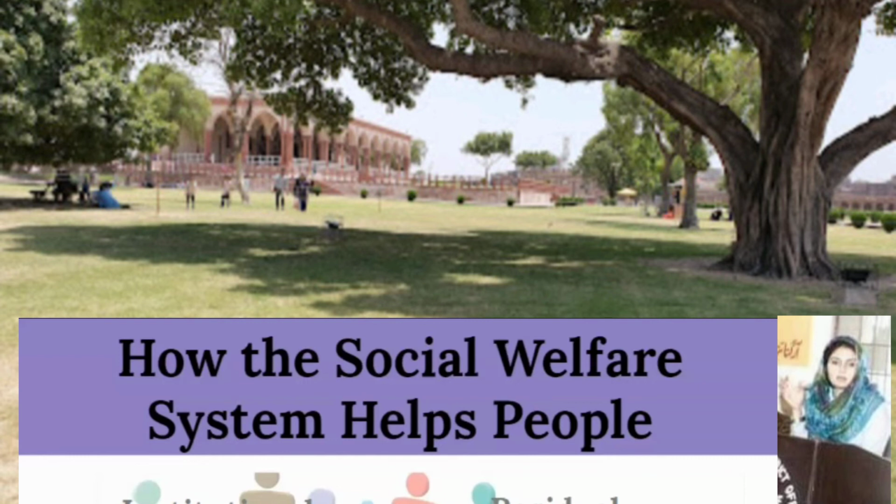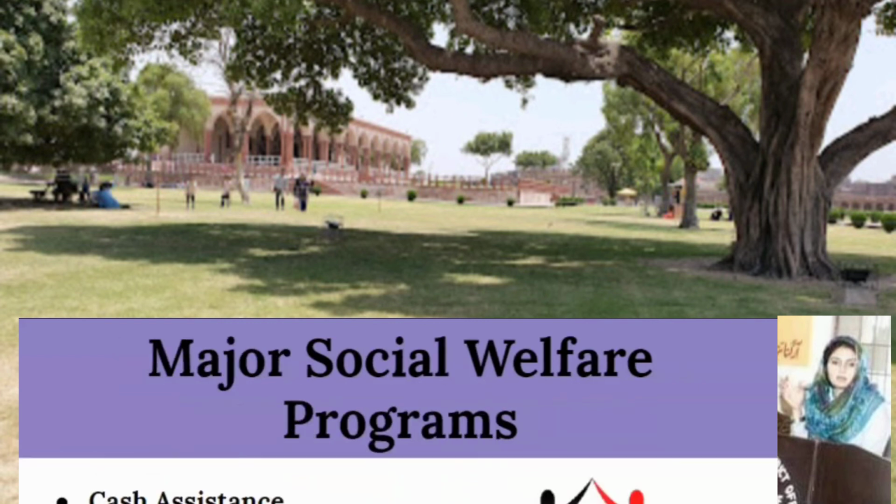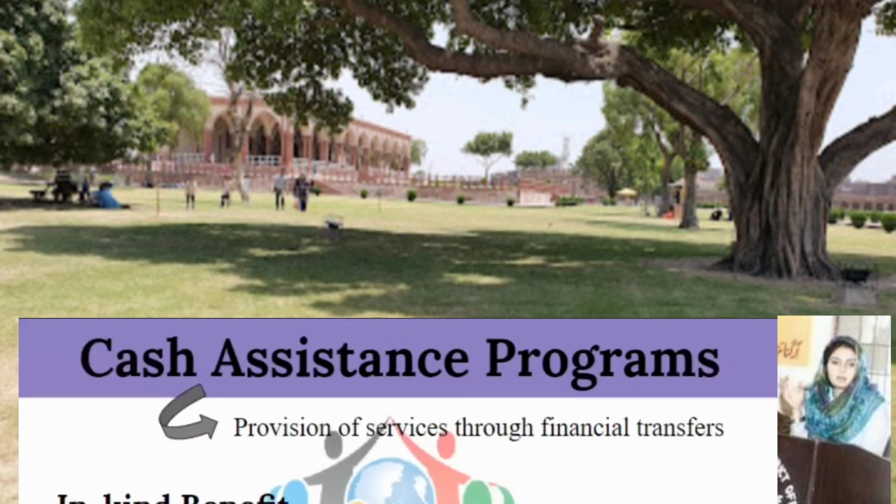The major social welfare programs that exist in the United States are cash assistance, in-kind benefits, entitlements, public assistance programs, and social insurance programs. Cash assistance programs are the provision of services through financial transfers. In-kind benefit programs and entitlements fall under cash assistance programs.